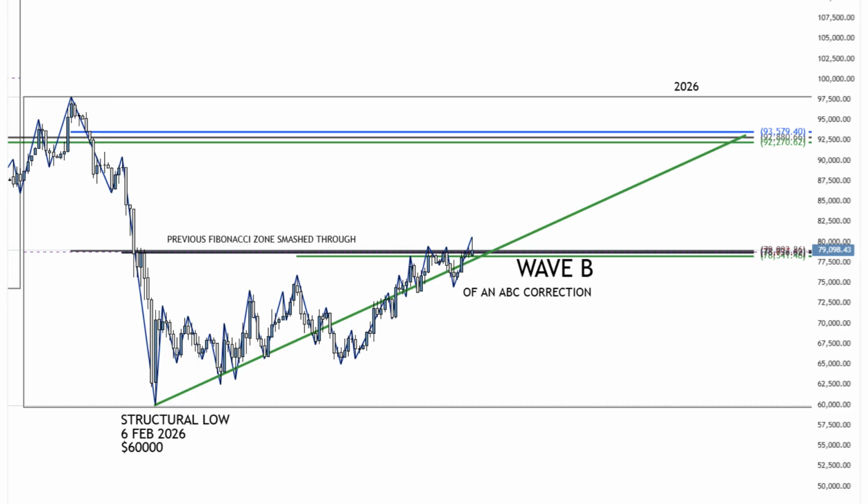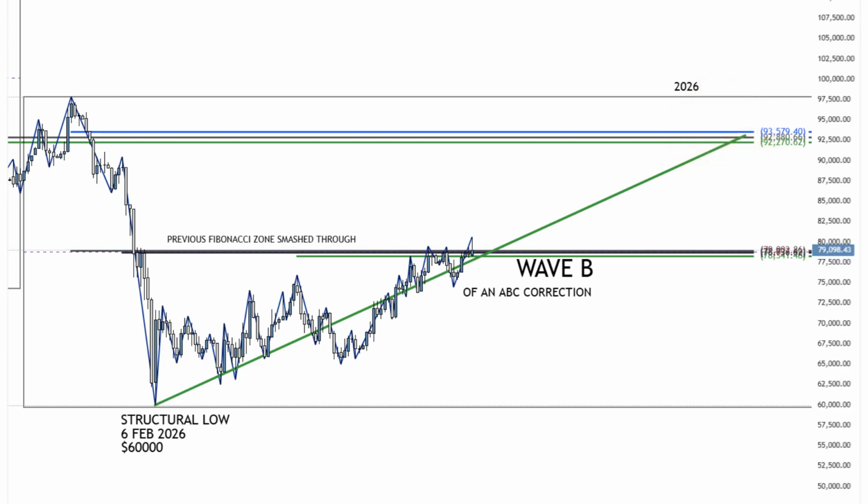The new Fibonacci resistance zone sits between $92,273 and $93,579. This is the level we are targeting for the Wave B peak, the level where we expect buyers to push price into before the bull trap snaps shut. We are currently sitting at $80,460, so there is still meaningful upside ahead before we reach that level.